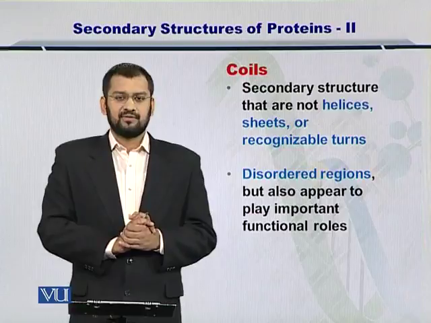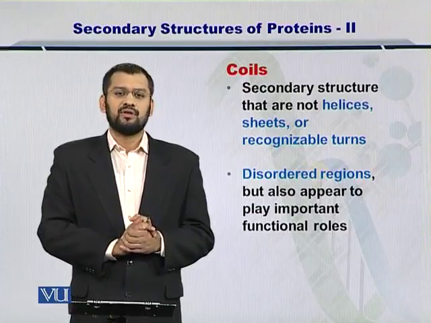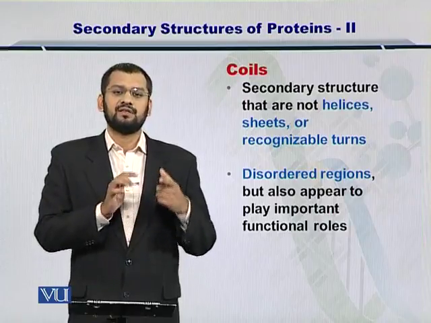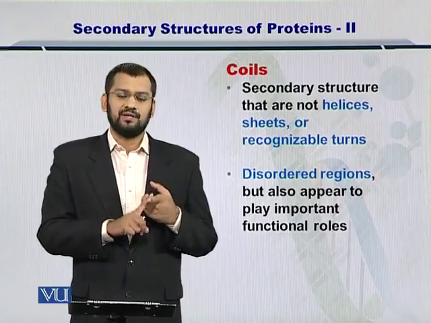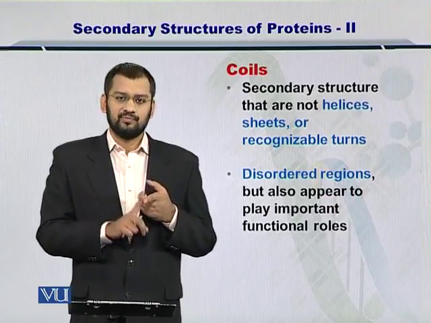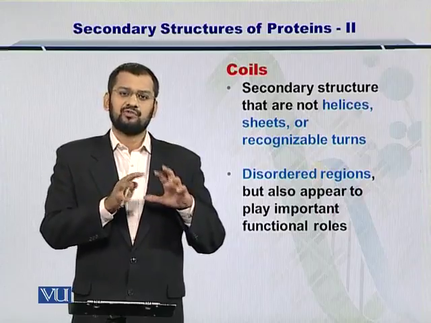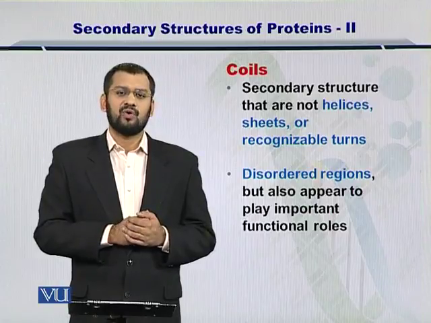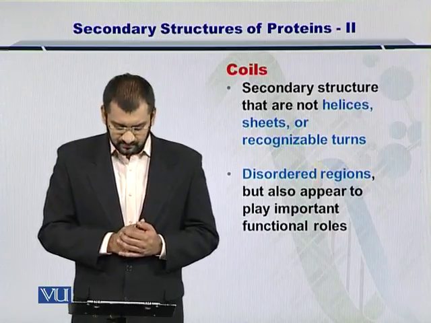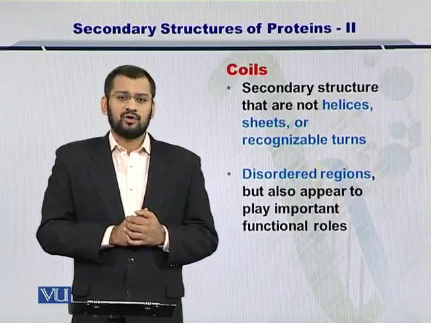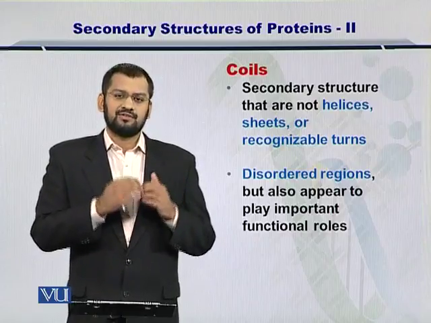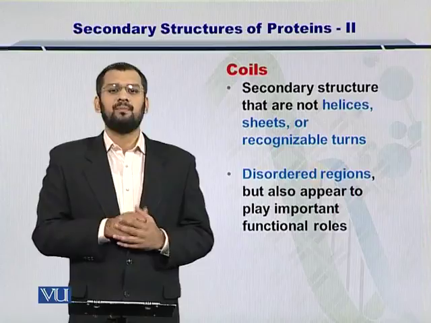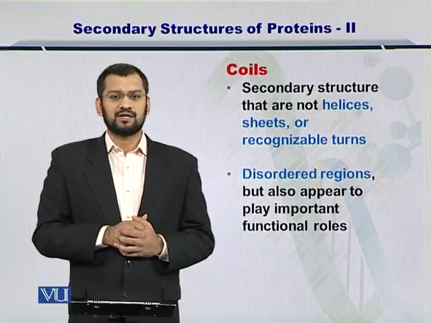Next are the coils. Coils are those substructures, or secondary structures, or 2° structures, which are neither alpha helices nor beta sheets nor the loops. These are some kind of disordered regions within the amino acid sequence, and we call them the coils. Although they may be disordered, and our understanding of them is limited, we have seen that they also play a very important role in protein-protein interaction.